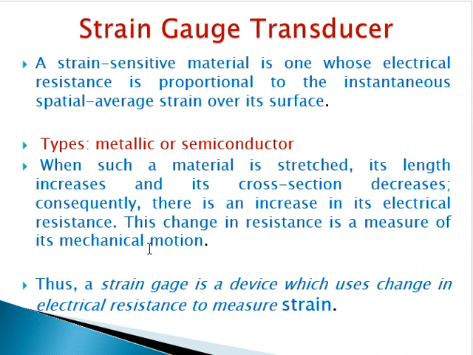and this change in resistance is a measure of a mechanical motion. We can say it may be pressure or it may be force, but here we are talking about a force. So the strain gauge is a device which uses change in electrical resistance to measure the strain. Here you have to keep in mind that there are different materials. If these materials are stretched, their length increases and their cross section decreases, and such a strain gauge device uses change in electrical resistance to measure the strain. So here strain is nothing but our force.